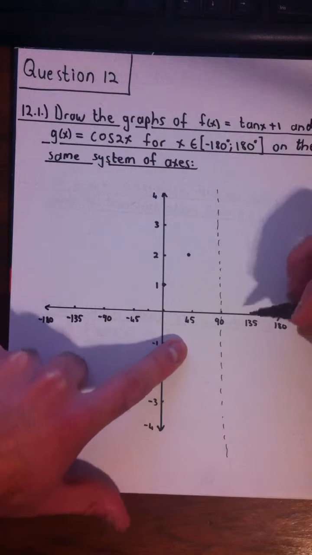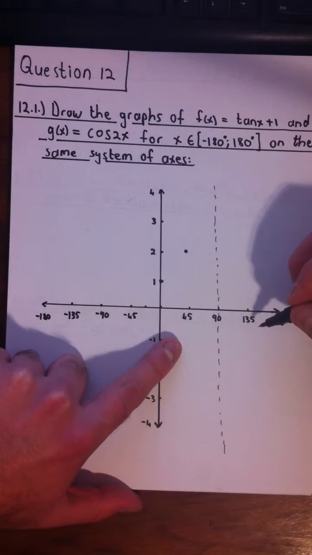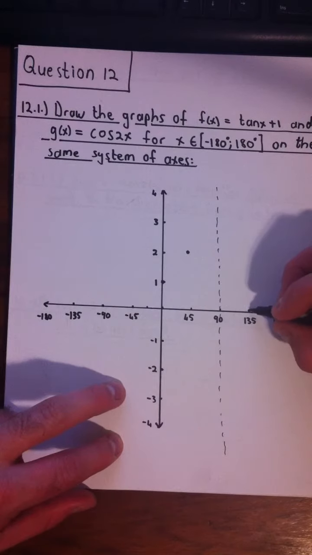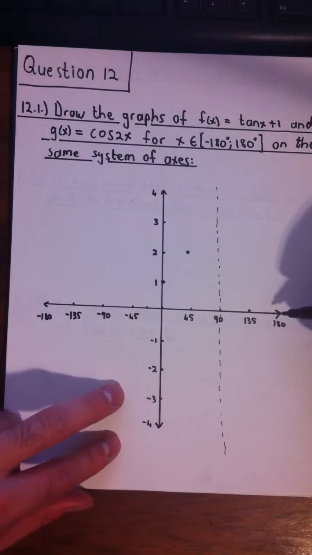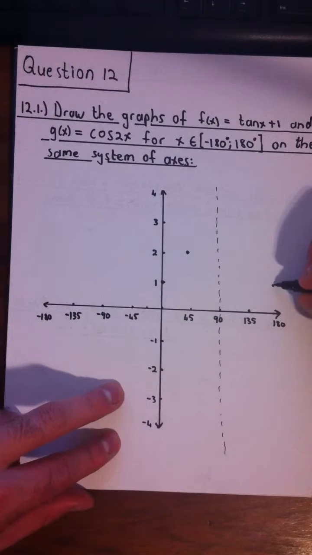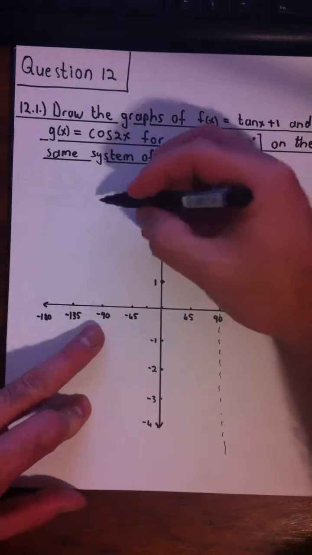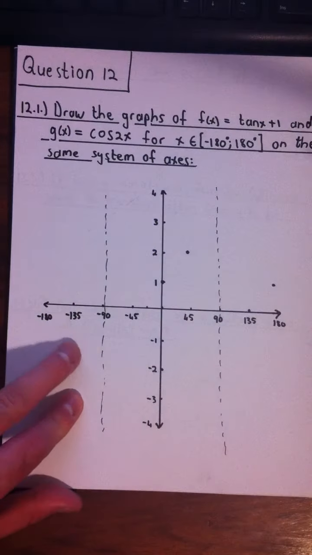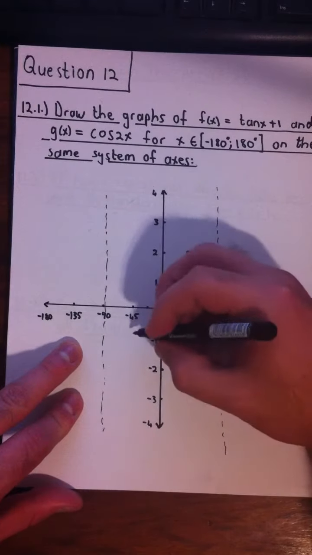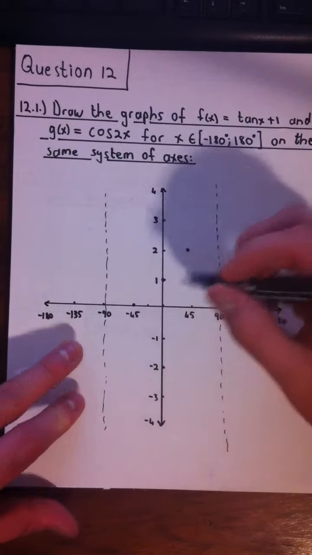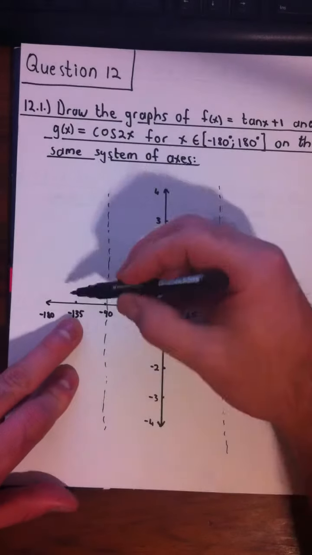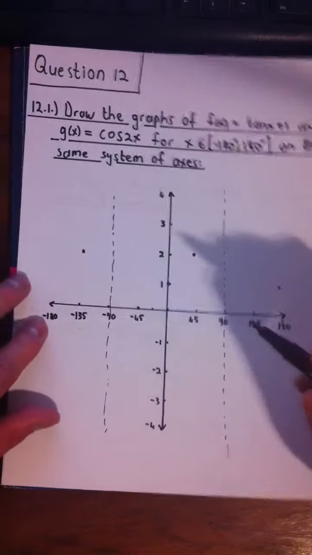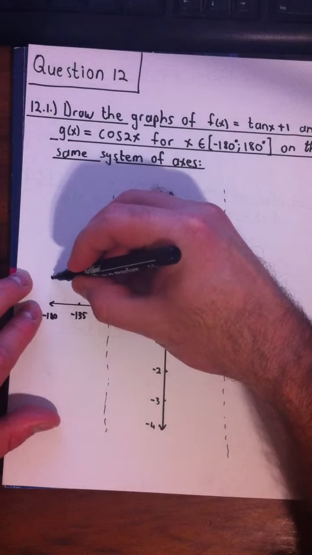Okay. Tan of 135 is usually negative 1, so now negative 1 plus 1 will be 0. And tan of 180 is usually 0, but we'll add 1 and it'll become 1. On this side we'll have our asymptote at negative 90. And again, tan of negative 45 would usually be negative 1, so we'll move it up to 0. Tan of negative 90 doesn't exist. Tan of negative 135 would usually be 1, we'll move it up to 2. And tan of negative 180 would usually be 0, we'll move it up to 1.